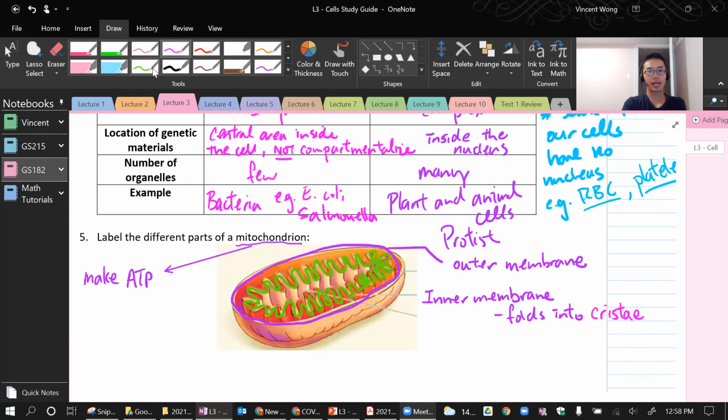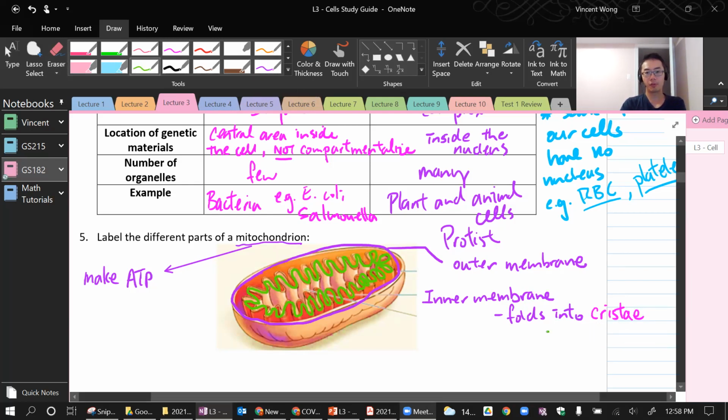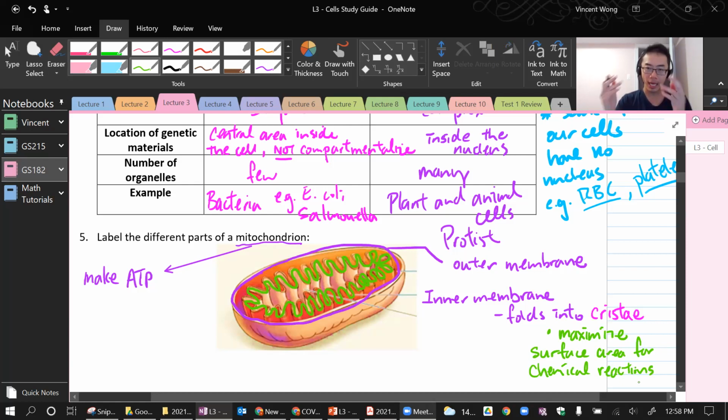Okay, so the reason for that is if you fold it up, then you can maximize surface area for chemical reactions. After all, making ATP actually involves a lot of reactions. And the more surface area you have, the more reactions can take place at a given time. So it speeds up your ATP production.